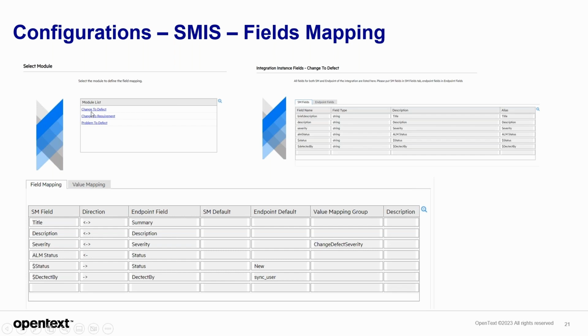And here, if you click change to defect, the field mapping wizard will display. The first page is the SM fields. Here you can input the SM fields which you would like to synchronize to ALM. So you can input some fields here with the field type, field name, description, and address. And the endpoint fields here are the ALM fields. If you want to make the field mapping, you can list those fields for Service Manager and ALM. So in ALM fields, you also need to input those fields with the field name, field type, description, and address. And after that, you can click the next button to go to the next page.